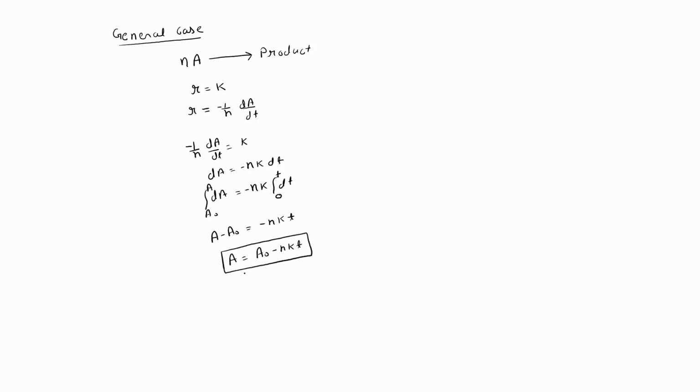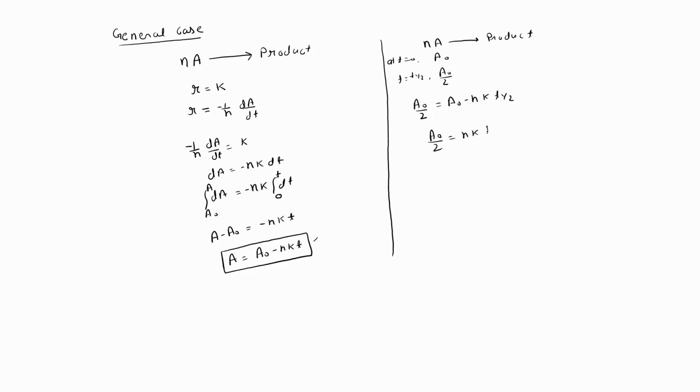Okay. And for t half, I will do it here. If nA gives product, so at t is equal to 0, A is A naught, and at t is equal to t half, A is A naught by 2. So we use this equation. A naught by 2 is equal to A naught minus nk t half. So A naught by 2 is equal to nk t half. So t half is equal to A naught by 2nk.